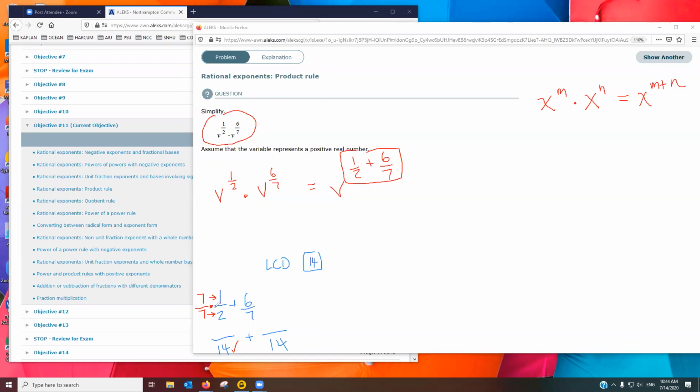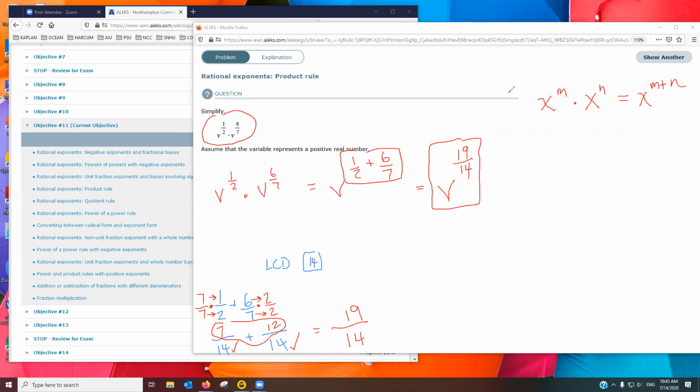On top, 7 times 1 is 7. This back fraction, I'm going to multiply by 2 over 2, because when I multiply 7 times 2 on the bottom, I'm getting this denominator of 14 I want. On the top, I have a 6 times a 2, that's 12. So to add fractions, you keep the denominator as is and add the numbers on top. So this is 19 over 14. So our answer turns out to be v to the 19 over 14. I can't simplify 19 over 14, so this is the final answer on this one.